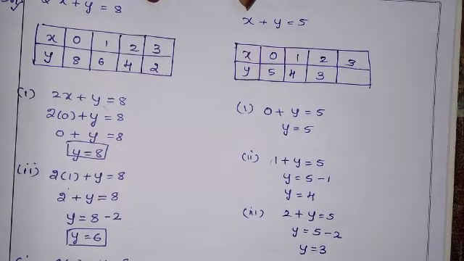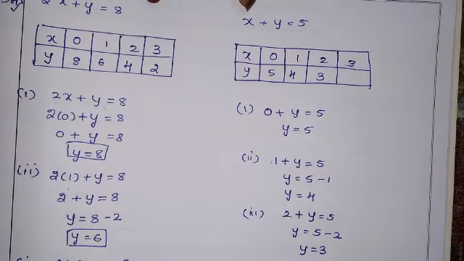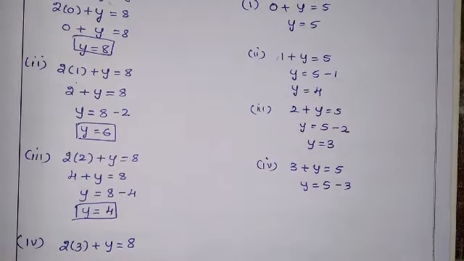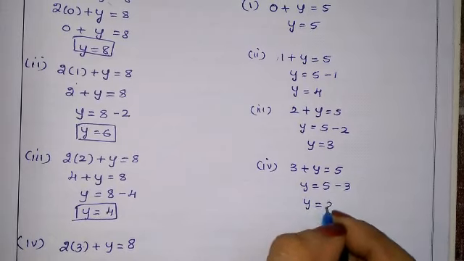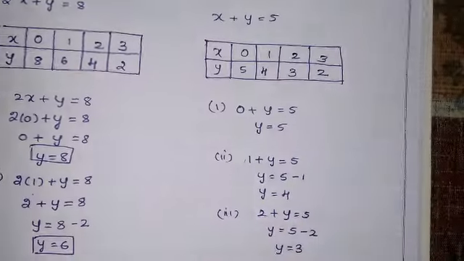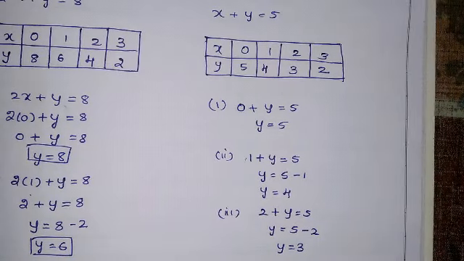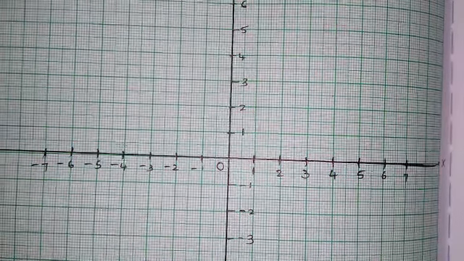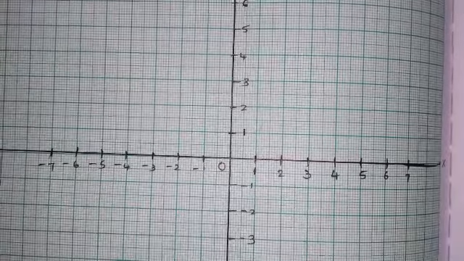Same way, fourth one, 3 plus y equals 5. y = 5 minus 3, which is 2. So we got the values. Based on that, let us plot a graph now.